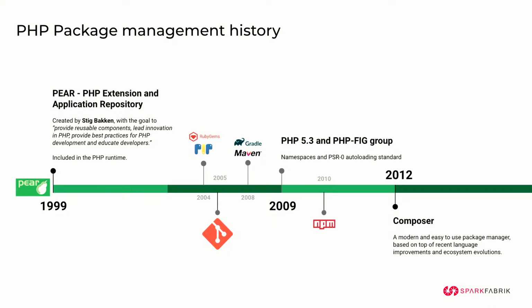I guess most of you know the project, of course, but the question is why? Why was a new package manager even created if we already had PEAR? Basically, because PEAR was invented in another era of computer programming. It was created even before Git. As you can see in this timeline, Git was created in 2005.